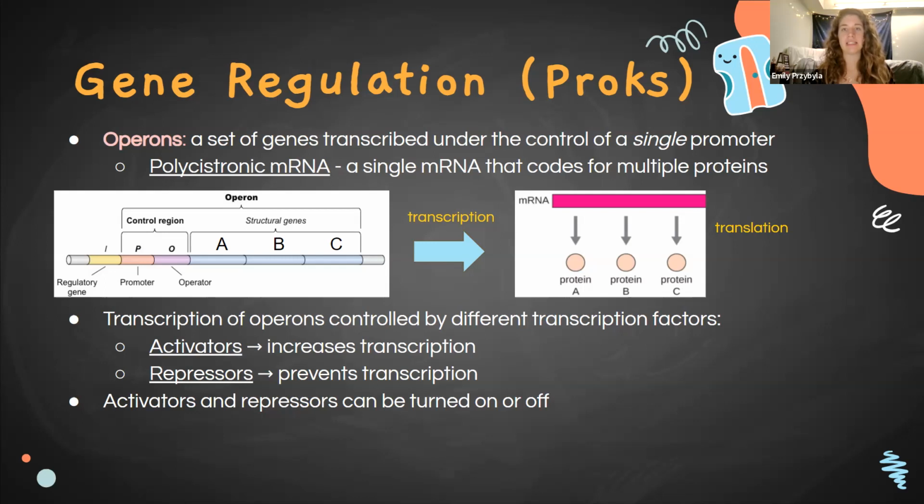Polycistronic mRNA is a single mRNA that codes for multiple proteins. So in an operon, we make one big mRNA, and then we translate it and we'll get different proteins. And this picture is great at looking at that. And then again, we control operons by transcription factors, activators, and repressors. This is going to become really important in a lot of the questions and concepts we're going to go over.